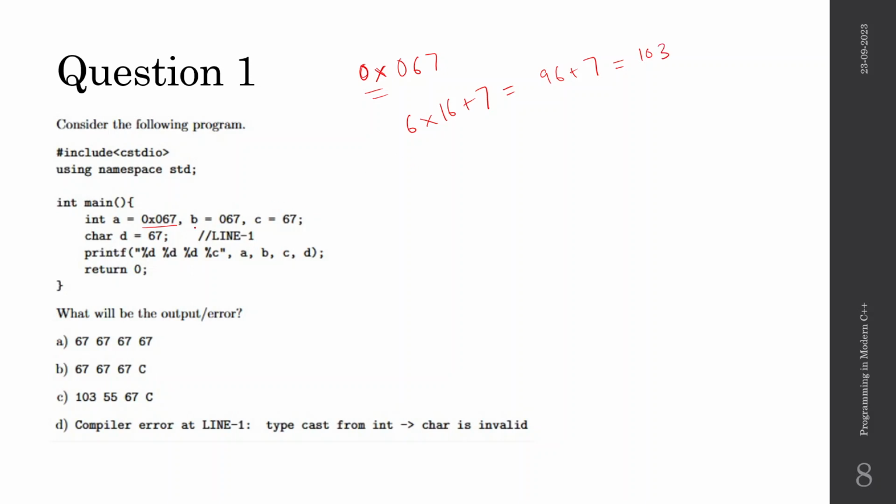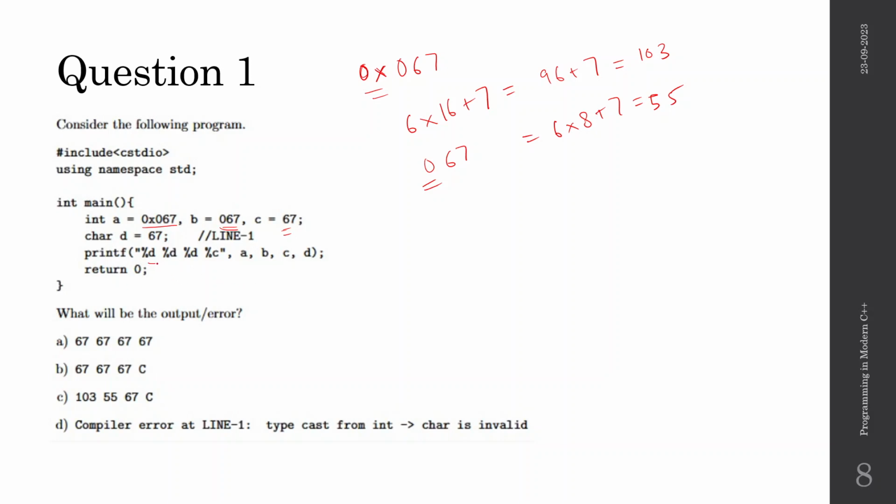Okay, and the second variable is b. B is set as 067. So if a number has a leading 0, like a 0 in the beginning, then it will be interpreted as an octal number, which means a base 8 number. So this will be 6 into 8 plus 7. So this will be 48 plus 7, which is 55. And for the C variable, there is no leading flag. There is no 0x or 0, so C will be 67 only. And D is also 67.